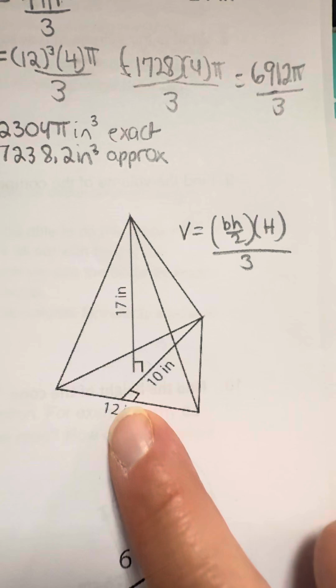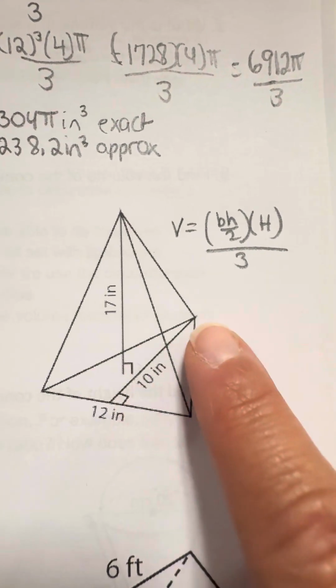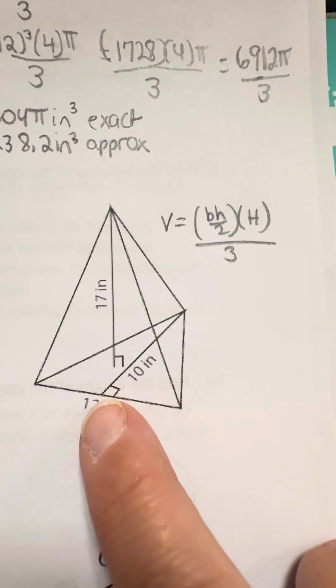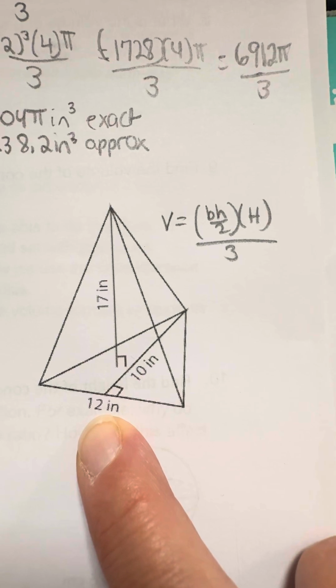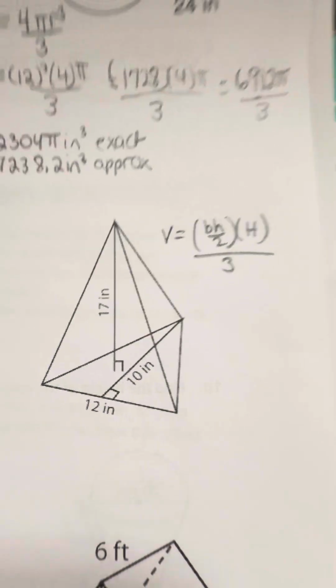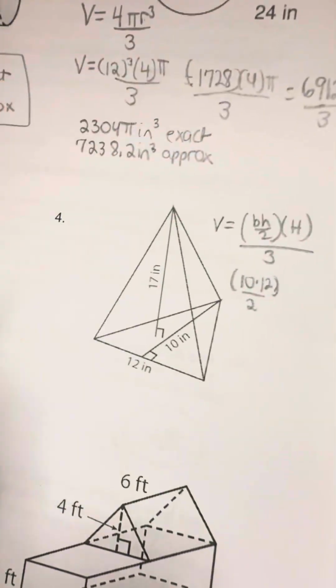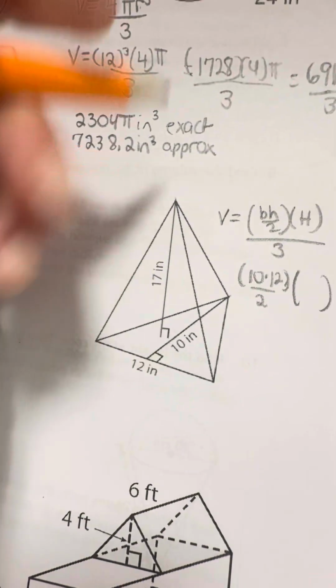When you're looking for the dimensions for your triangle, you're looking for the height from the tippity top of the triangle to the bottom. You're always looking for that right angle symbol. So that helps you with the height, which is 10 in this triangle, and the base, which is 12 in this triangle. So we're going to plug in 10 times 12 and then divide that by 2 because that's your base area. And then we're going to take the height of it, which is 17.